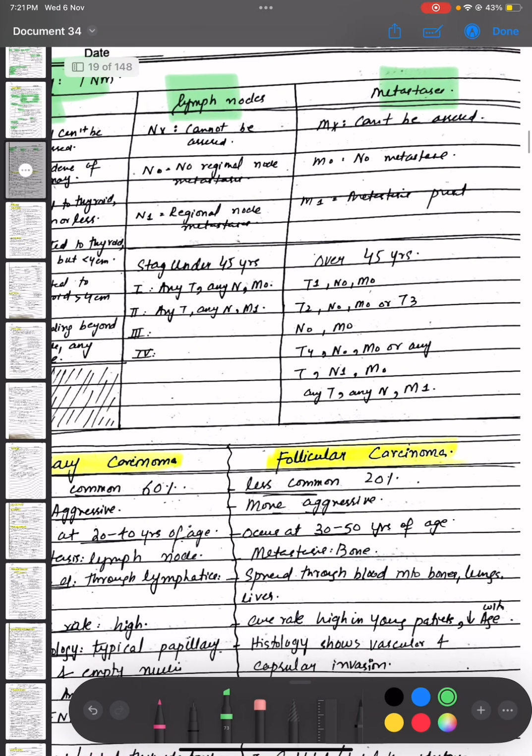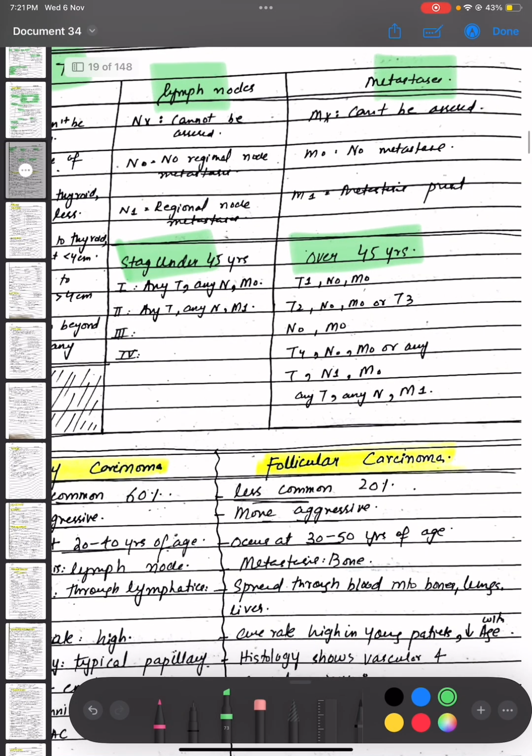Now, stages under 45 years and stages over 45 years. So, stages under 45 years are stage 1 and 2. At stage 1, any T, any N, and M0. In stage 2, any T, any N, or M1.